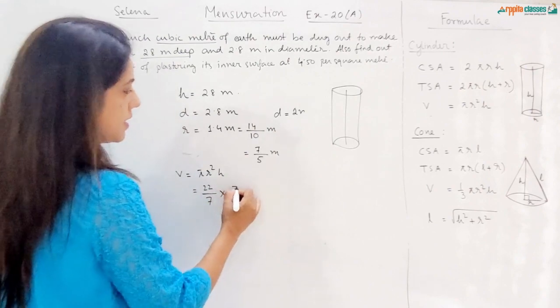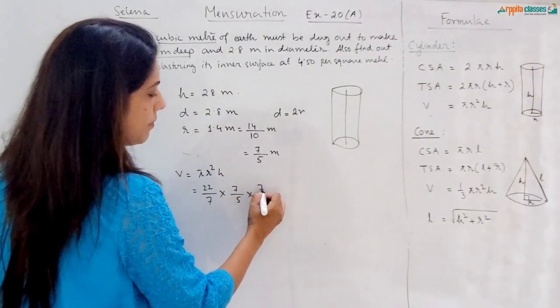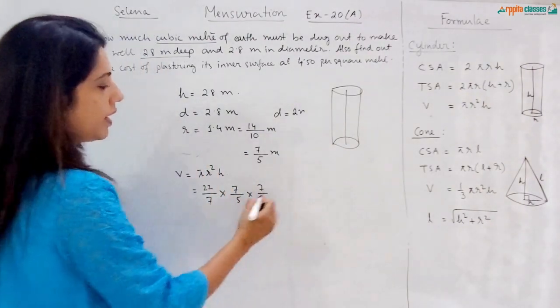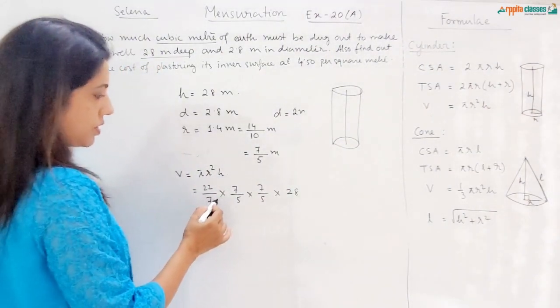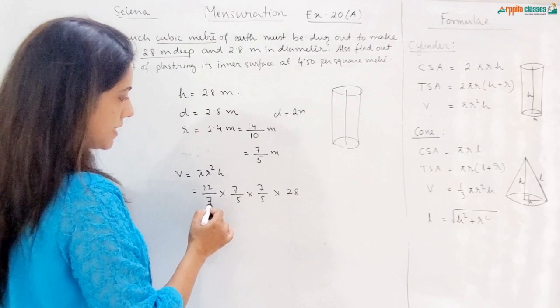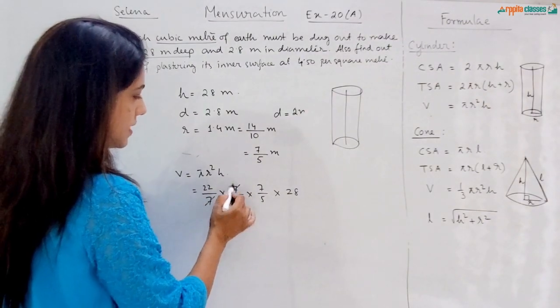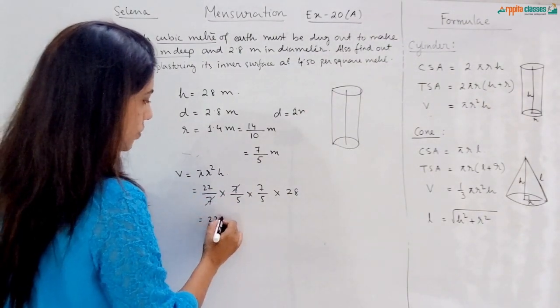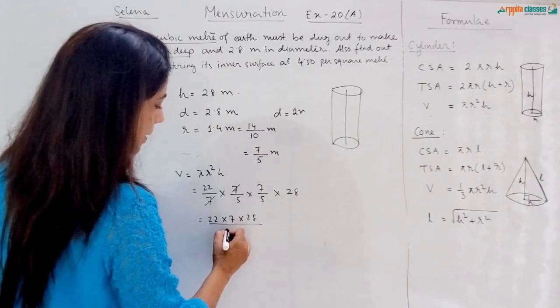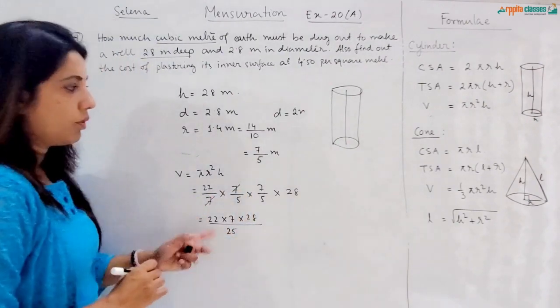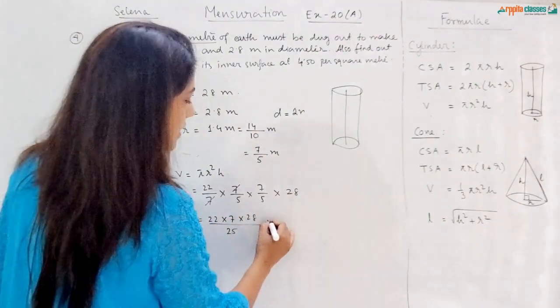R square is 7 by 5 into 7 by 5, 2 times, because it is r square, and into h is 28. So now let us find out. 7 and 7 will get cancelled here. So it is 22 into 7 into 28 divided by 5 into 5, that is 25. So if you calculate this, you will be getting the answer in meter cube.